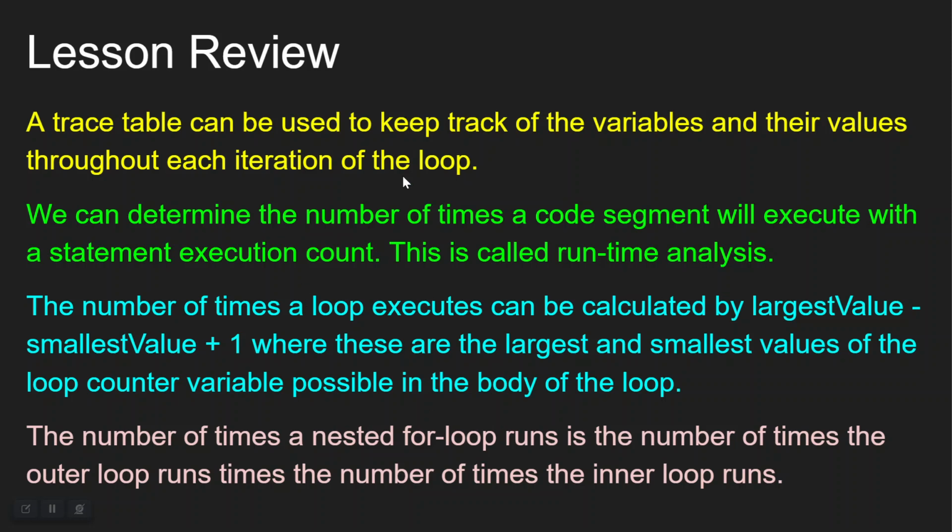All right, lesson review. A trace table can be used to keep track of the variables and their values throughout each iteration of a loop. We can determine the number of times a code segment will execute with a statement execution count. This is called runtime analysis. The number of times a loop executes can be calculated by the largest value minus the smallest value plus 1, where these are the largest and smallest values of the loop counter variable possible in the body of a loop. And then finally, the number of times a nested for loop runs is the number of times the outer loop runs multiplied by the number of times the inner loop runs.